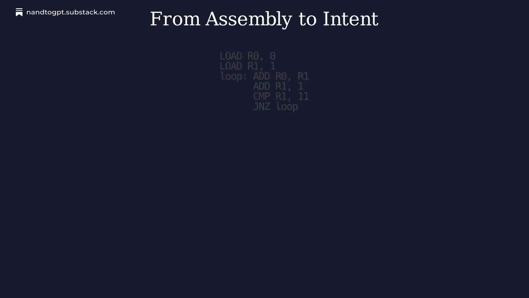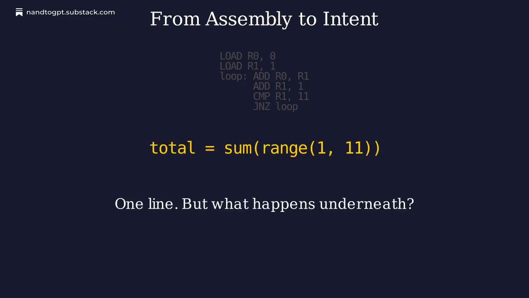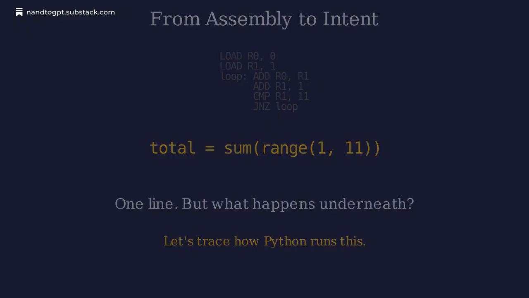We have assembly. We can write functions, loops, conditionals. But every simple idea requires many instructions. What if we could just say what we want? One line, but what happens underneath? Let's trace exactly how Python runs this.